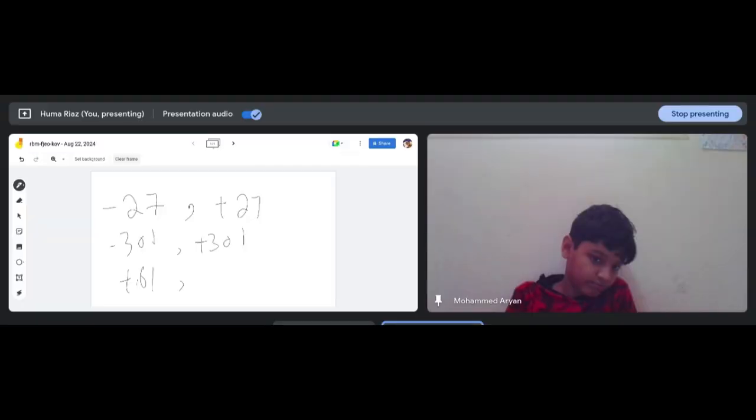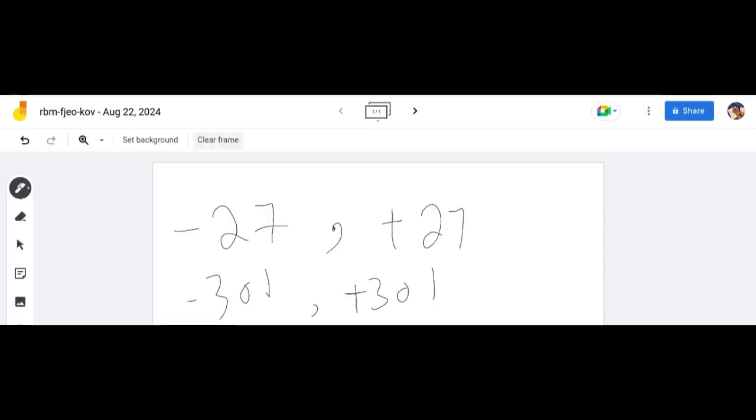What will be the opposite of plus 61? This is a plus 61. You have to find the opposite. Minus 61. Yes, minus 61.